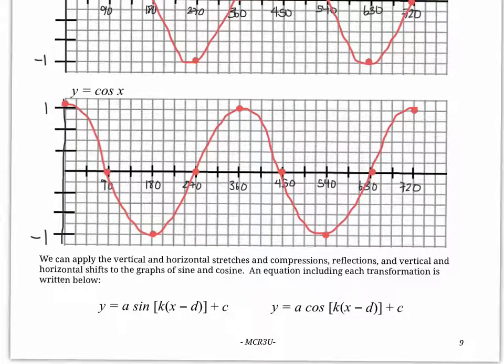Now that we know the basics of how to graph these parent functions, we're going to apply all the same transformations that we did in our first unit and throughout the semester. So we're going to take a look at what A is going to do, what K is going to do, D and C. Same with the cos graph.